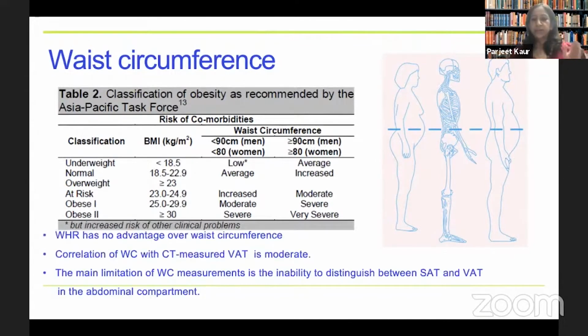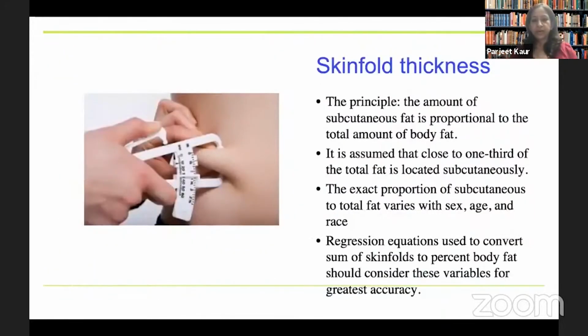Waist hip ratio has also been used many times, but it has no added advantage over the waist circumference. The limitation of waist circumference is that it is not able to differentiate between the subcutaneous adipose tissue and the visceral adipose tissue. And the correlation of waist circumference with the CT measured visceral adipose tissue is just moderate. So that is the only limitation. However, it still continues to be used widely in clinical practice.